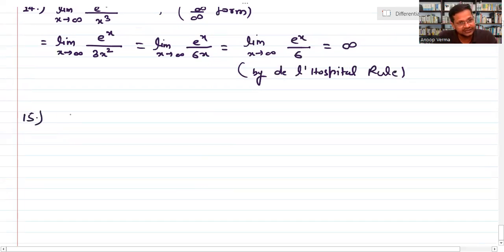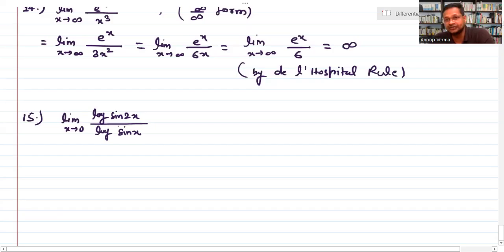So this is limit x tending to 0 of log of sin 2x divided by log of sin x. Notice, when x is tending to 0, sin 2x will be tending to 0 and sin x will be tending to 0, and log will be tending to infinity. So this is an infinity upon infinity form.